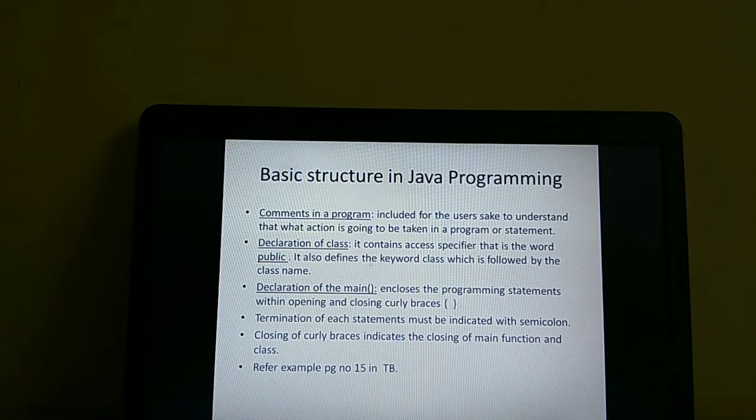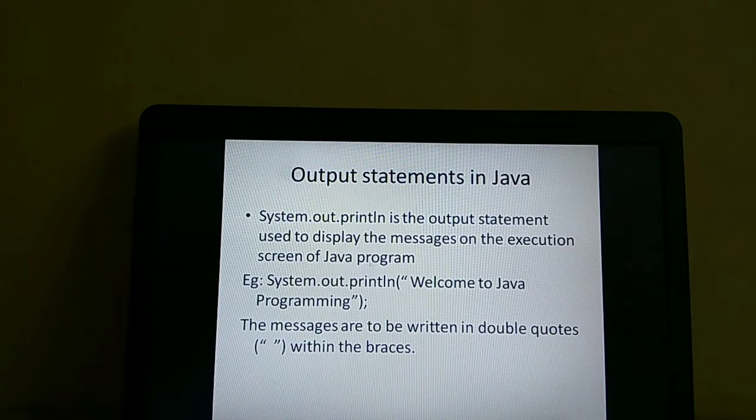At that time you can understand that they are having a comment line, how they have declared a class, how the declaration of the main program is done, the main function, and how the termination of the statement is indicated with a semicolon within the body of a program, within the opening and the closing of the curly braces. Clear? Next are the output statements which are used in Java.